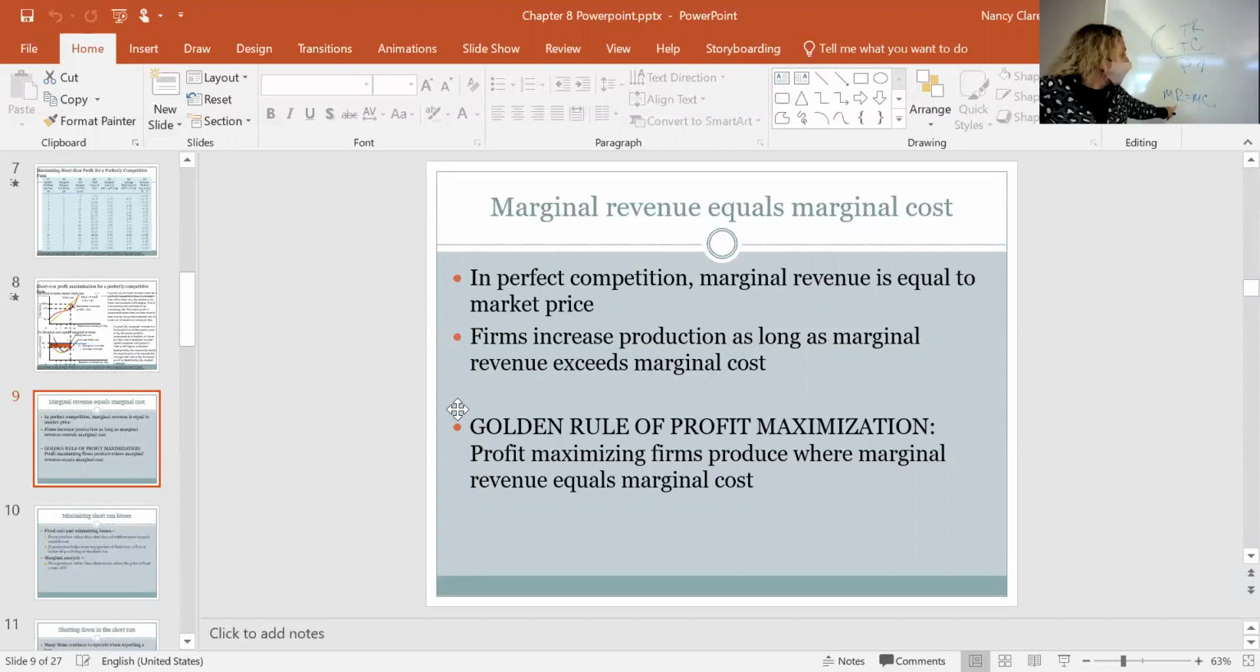But there is no reason why this shouldn't be in big, bold letters in your notes for the exam, the very first thing on your notes: MR equals MC. That is your profit maximizing condition.